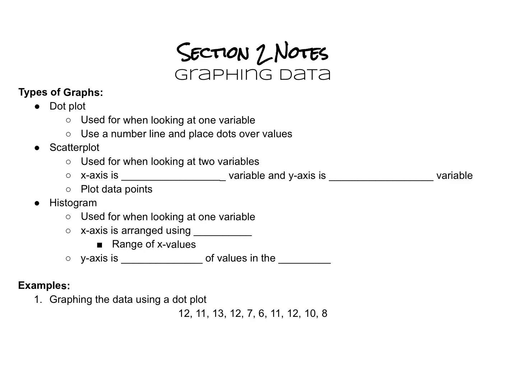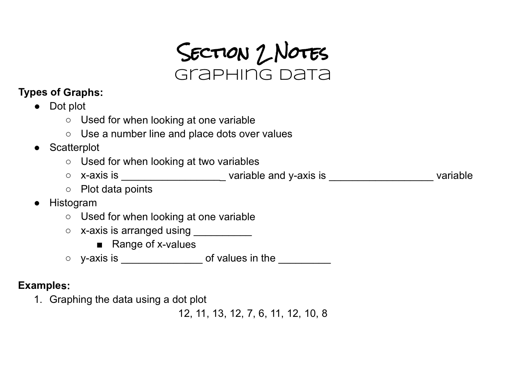In section 2, we're going to look at ways you can graph data. There's going to be 3 types of graphs that we're going to focus on in this section. First being a dot plot. So dot plots are useful for when you're looking at one variable, and it's very easy to make. You just use a number line and you place dots over the values wherever they fall on a number line.